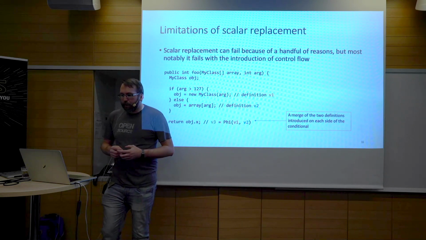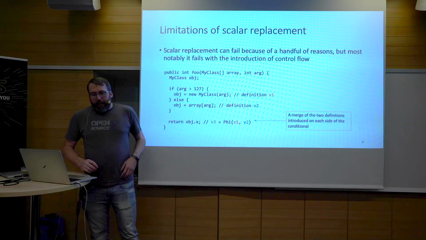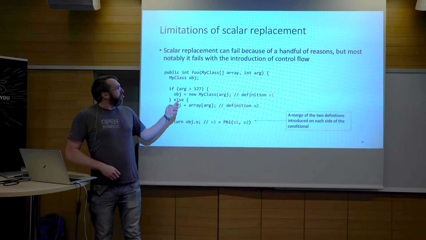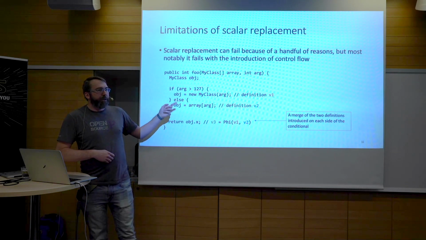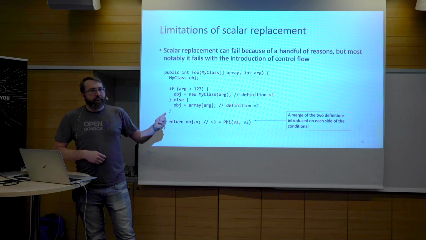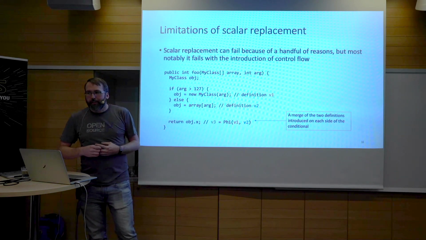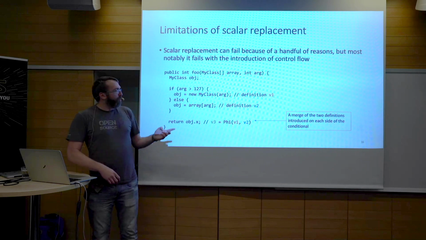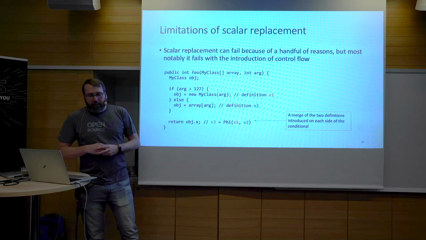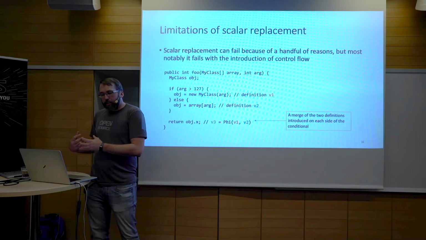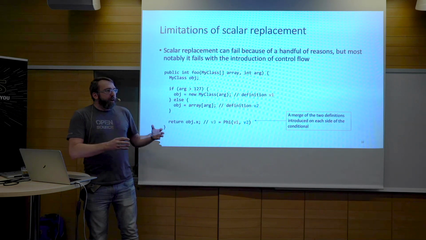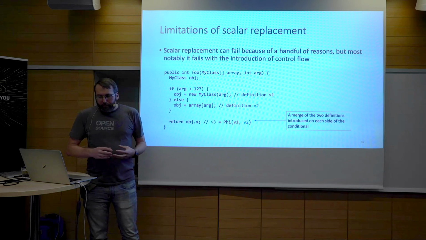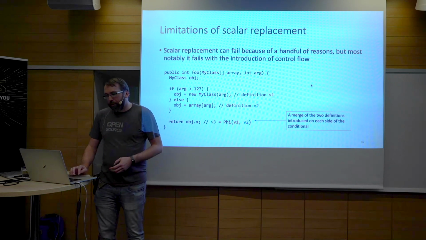So in this example, if you look, if the argument value is greater than 127, we're going to allocate the object ourselves. Otherwise, we rely on a cache. And then all we're doing is returning the value from it. So at this phi in the C2 IR terms, you're not going to be able to scalar replace this, because of this merge.